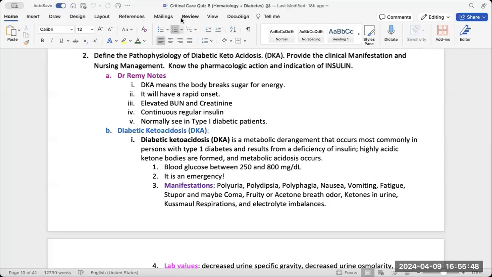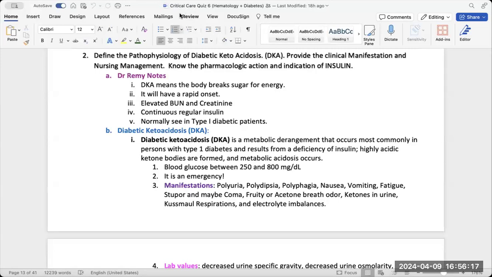It's crazy high. For these patients, because we're talking about hyperglycemia, they have manifestations of diabetes like polyuria, polydipsia, polyphagia, nausea, vomiting. But what's a key characteristic of diabetic ketoacidosis is that they have a fruity acetone breath and they have ketones in the urine. Okay? We're going to see that. Other things is that this is a very rapid onset. If they have DKA, it's going to happen very quickly.